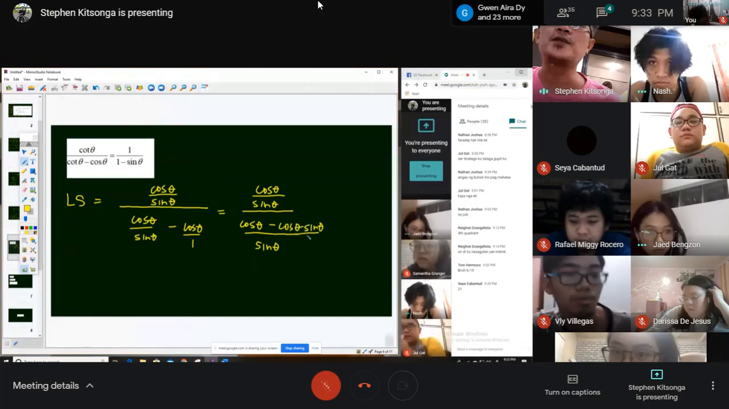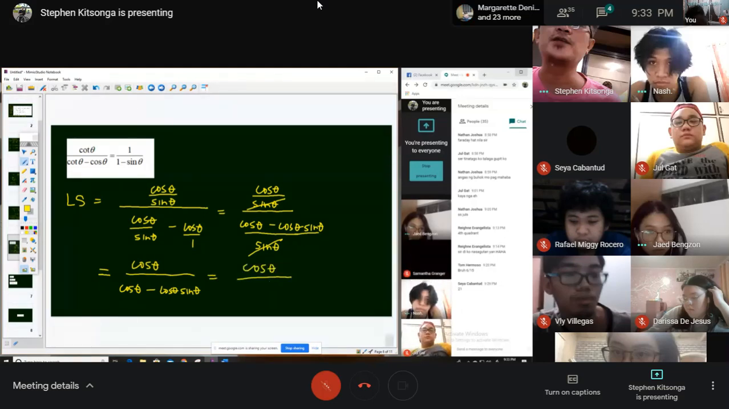Just multiply, right? Now, you see that this is a fraction, and both of them have the same denominator, so the denominator simply cancels out. So what you have is a fraction of cosine over cosine minus cosine sine. That's why I did this first, because this is the simplest. Notice that in the denominator, you can do some factoring. So you can factor out. What's the common factor in the denominator?